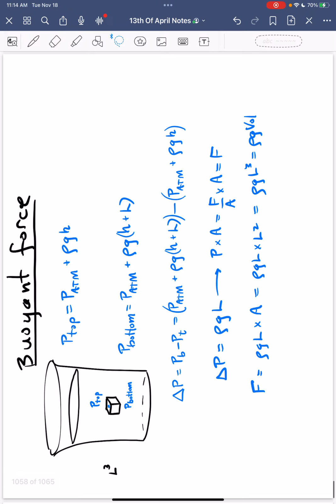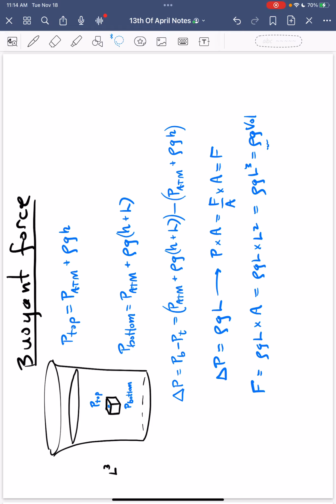So what we do is we say, all right, that force is equal to rho times g times L times an area. Well, that force is acting on the bottom of the cube, and the area of that cube, its face, is just L squared. So now I say rho times g times L squared. Well, that's going to be rho times g times L cubed. So what that tells us is it's L cubed is actually the volume of this little cube.